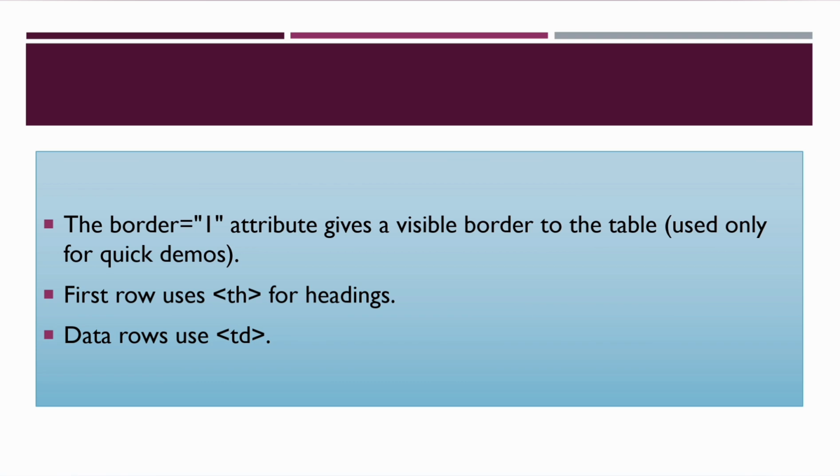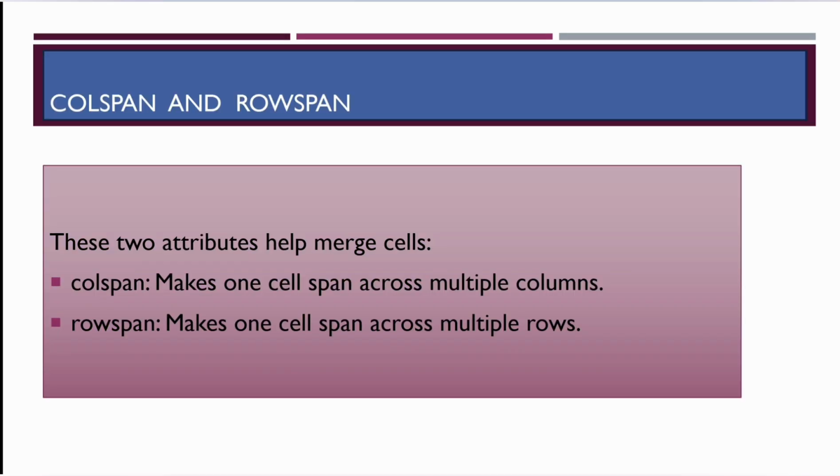The border 1 attribute gives a visible border to the table, used only for quick demos. The first row uses th, then the second and third rows use td. This is what we use. Let's go to the next slide.